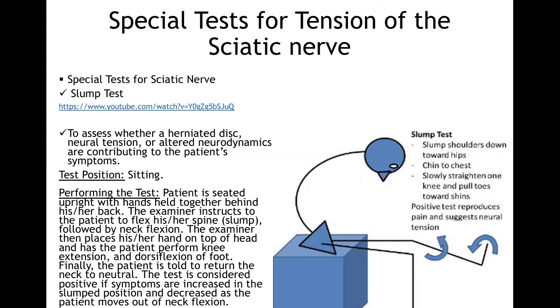A positive test will reproduce pain and suggests a neural tension. That means that your sciatic nerve is not gliding normally. There is tension in the sciatic nerve, which could be indicative of a positive for sciatica or sciatic nerve involvement. This is also the same position that we use for nerve glides, which I think you'll learn a little bit about in therapeutic exercise 2.